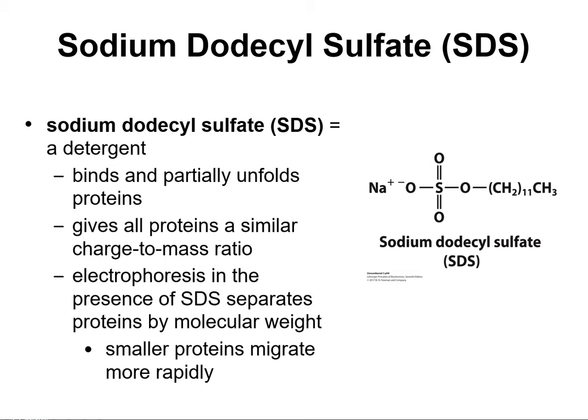So SDS helps to separate proteins by their molecular weight, because we're not taking into account the differences in protein size and shape. There are ways that you can run what's called a native gel, and that takes the protein as it is and lets it run through a gel. But oftentimes that's for a specific reason, and you're not usually using that when you're doing protein expression purification.